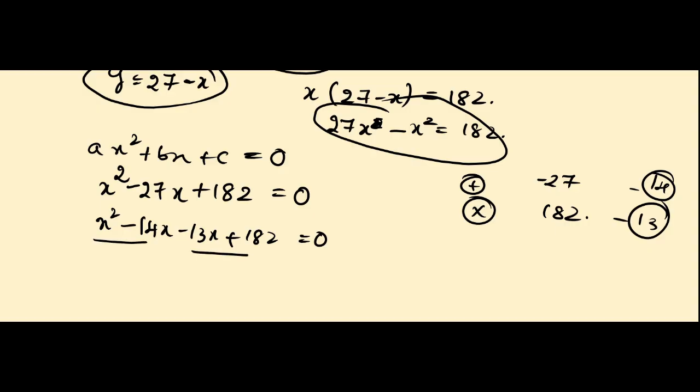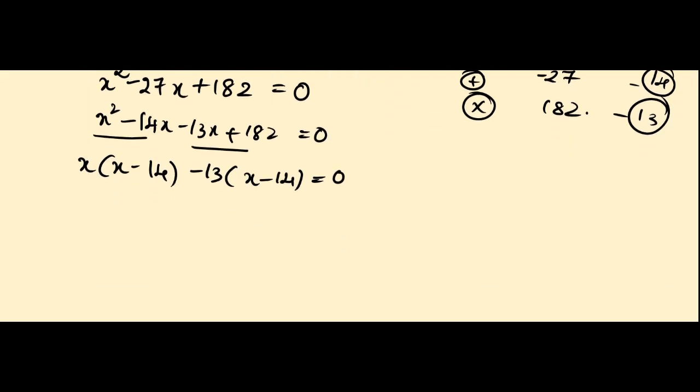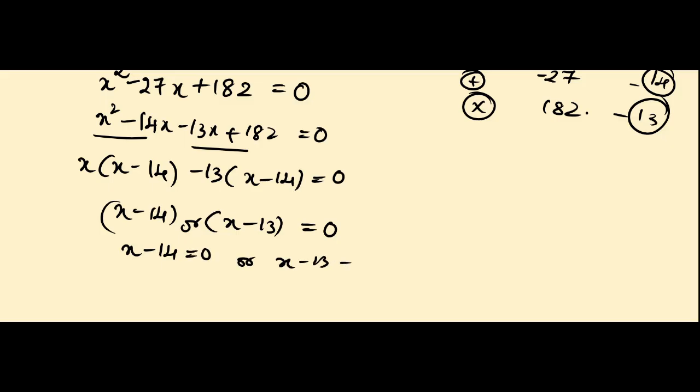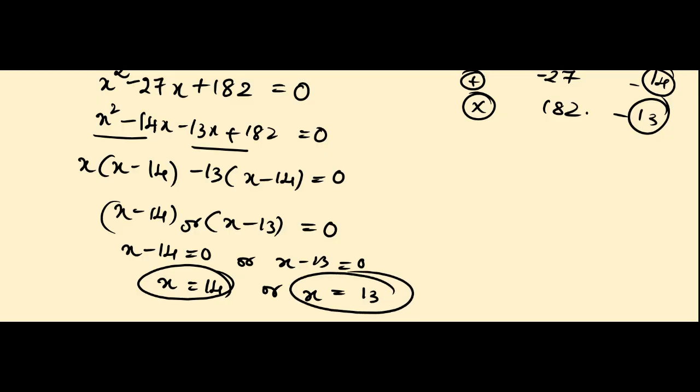Now separate this. x is common: x into (x minus 14) minus 13 we can take it out, and it will become (x minus 14) is equal to 0. Here again x minus 14 is common, x minus 13 remaining, is equal to 0. So equate this: x minus 14 is equal to 0 or x minus 13 is equal to 0. So x becomes plus 14 or x becomes plus 13.